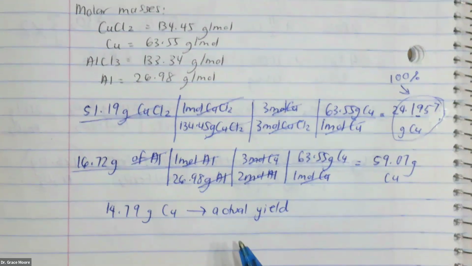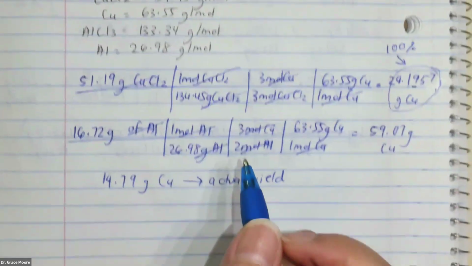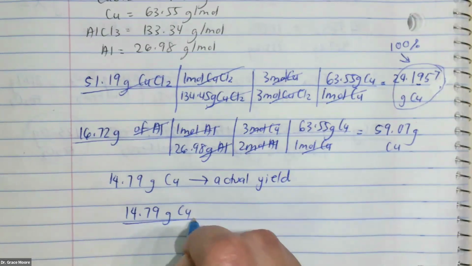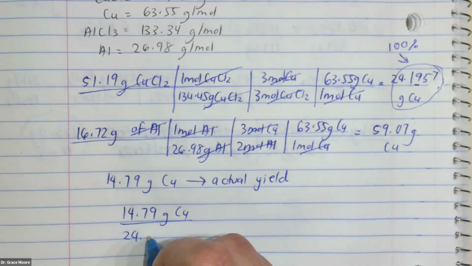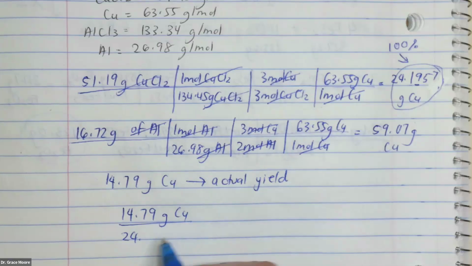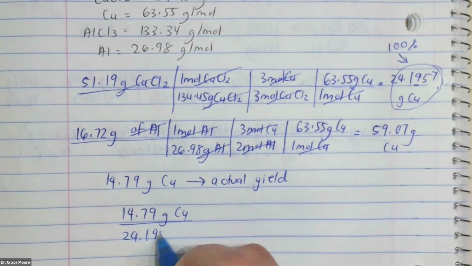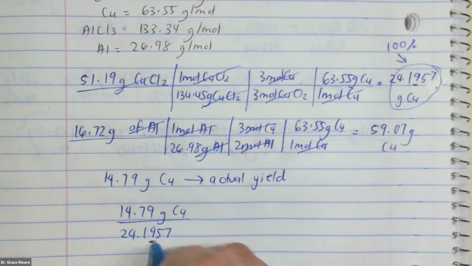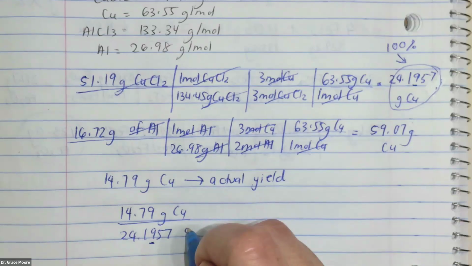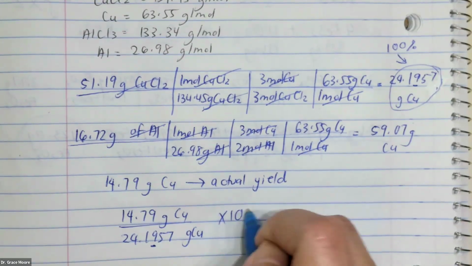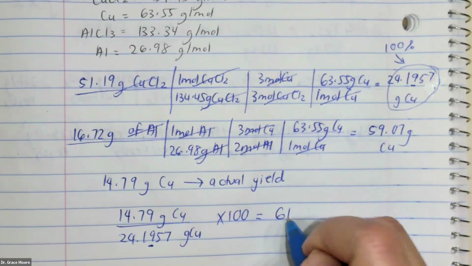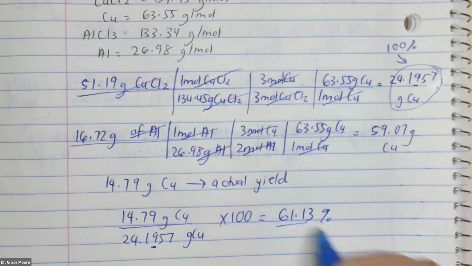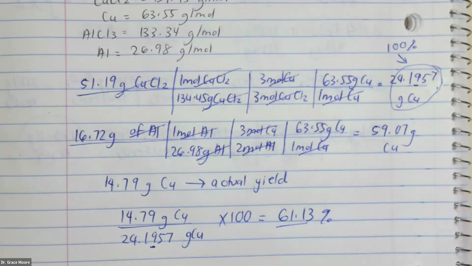If you take actual yield divided by the theoretical yield times 100, you get the percent yield. So I would take 14.79 grams of Cu divided by 24.1957. It keeps going, so we'll stop there. Grams of Cu times 100. You should get around 61.13%. And on your answer, you would just simply type 61.13 in your answer.